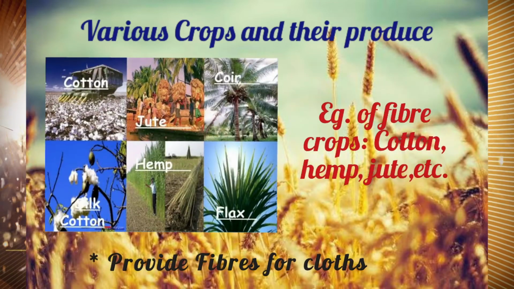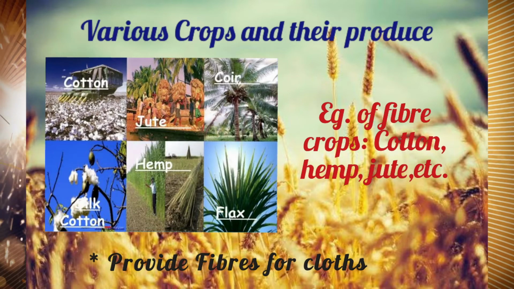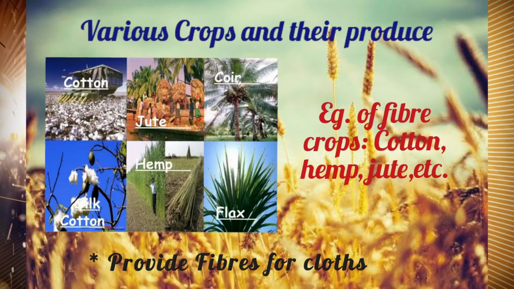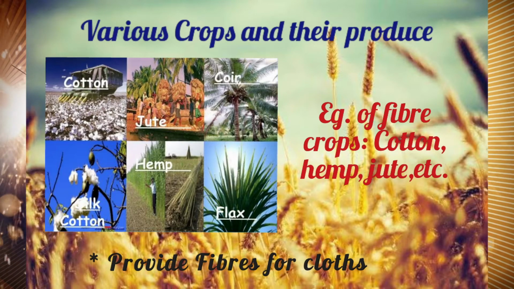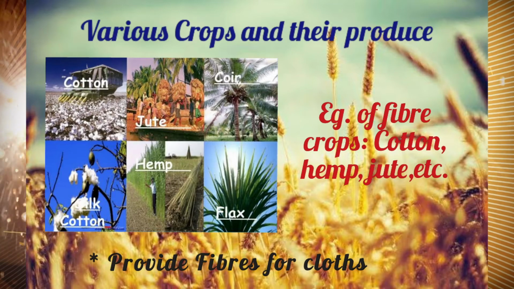After that is fiber crops. Examples of fiber crops are cotton, hemp, jute, etc. These are the type of fibers that we get from fiber crops. Fiber crops provide us fibers for cloth. कपड़ा बनाने के लिए fiber crops में से हमें fiber मिलता है.